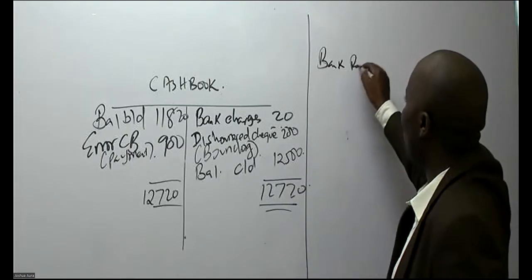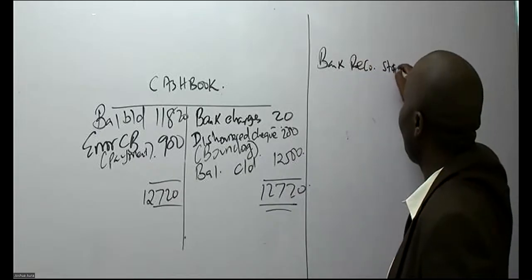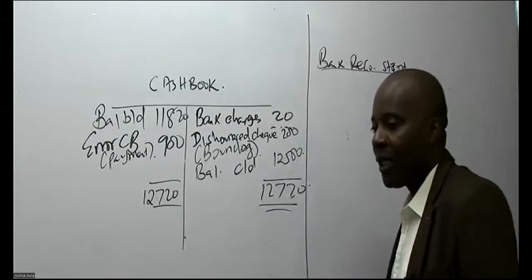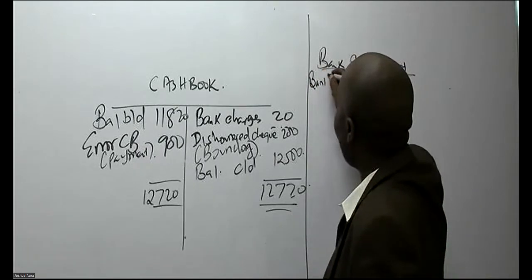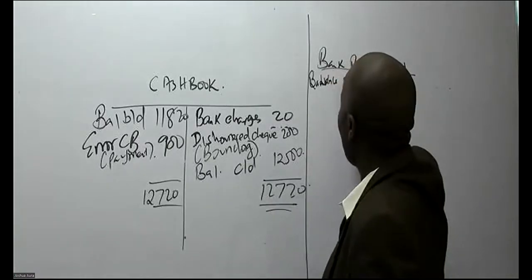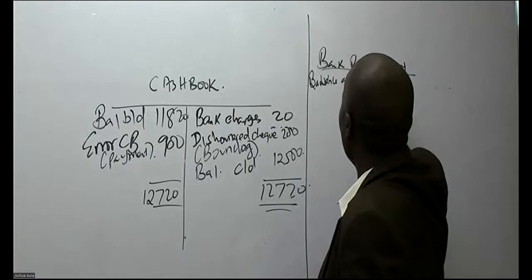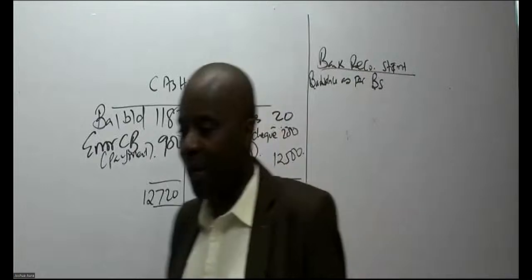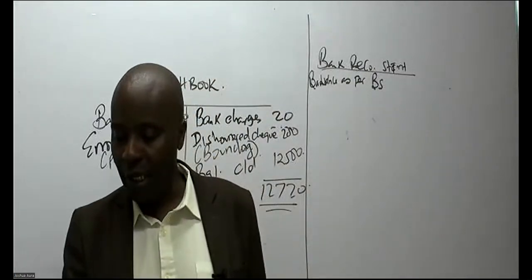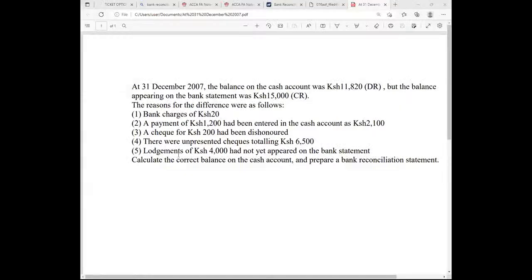Ladies and gentlemen, after that, go ahead and give us what we call a bank reconciliation statement. This bank reconciliation statement always starts with the balance as per bank statement. What do we have here as the balance as per bank statement? We were given a figure of 15,000. The balance appearing on the bank statement was 15,000.